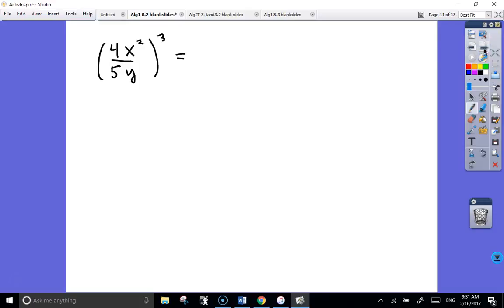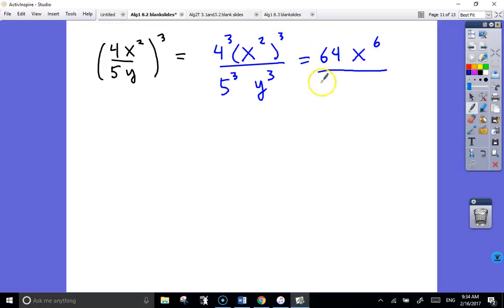Okay. All right. How's that, Ty? Right. So that one should have been 4 to the 3rd, x squared to the 3rd, divided by 5 to the 3rd, y to the 3rd. Okay, then we need to simplify this, raising a power to a power, right? And I'm going to just simplify the 4 to the 3rd is 64, x to the 6th, divided by 125, y to the 3rd. Done.